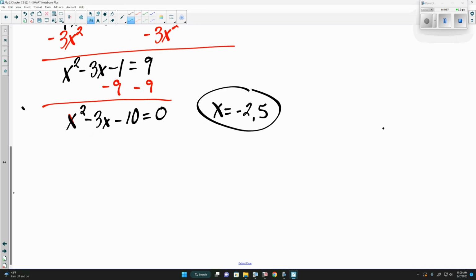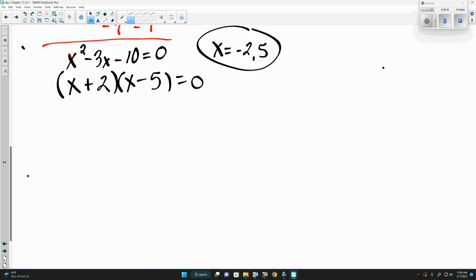Now, if we wanted to factor it, we could do that. 2 sets of parentheses equals 0. Since 10 is negative, our signs are opposite. Factors of x squared are going to be x and x. 2 and 5, positive 2, negative 5.